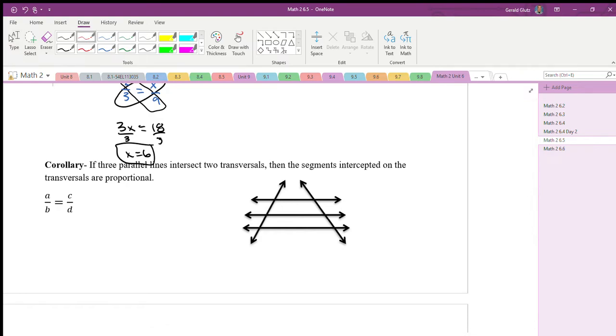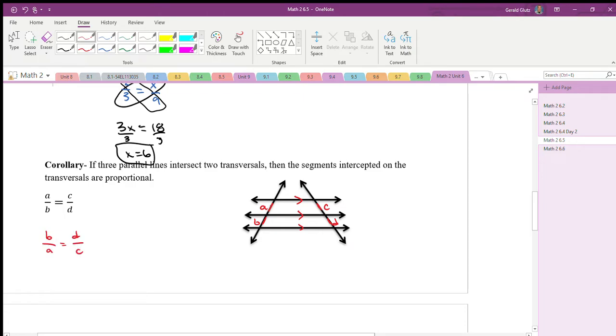If we have 3 parallel lines or more, and they're being hit by these transversals here, then all those segments that are being created or intercepted are proportional. So like if this was A, this was B, this segment was C, this segment was D. I'm talking about these little things. Those segments are all proportional as long as these lines are parallel, which it says they are. So we could write a proportion like this. We could also write it in other ways.